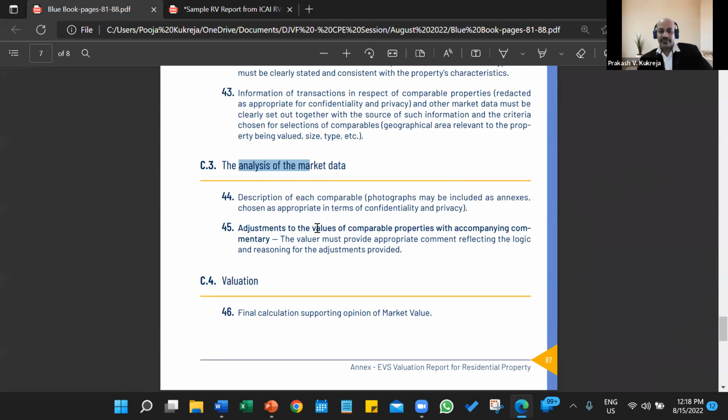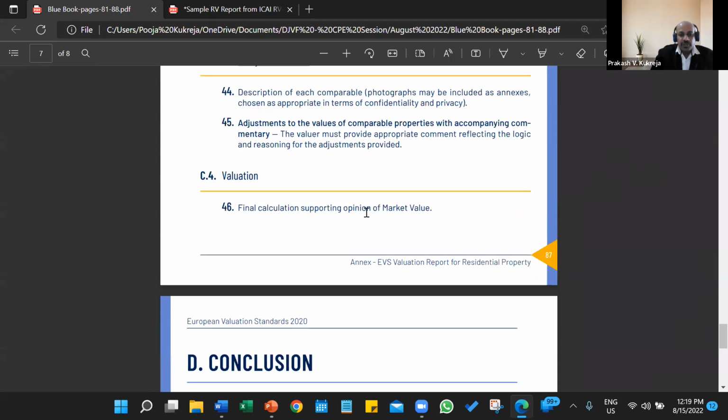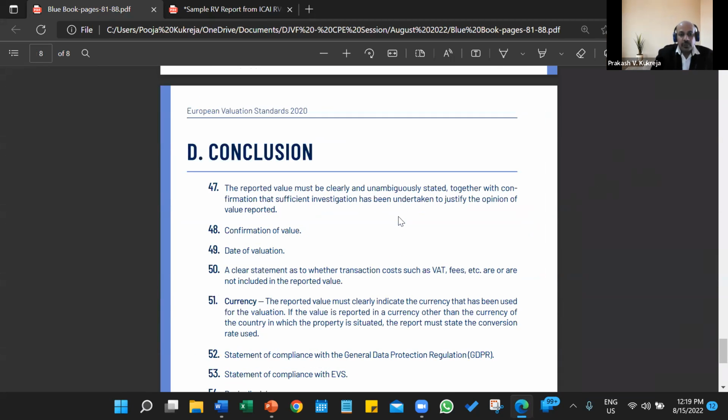Analysis of the market data. Very important, if there's any specific adjustment required, like if you are looking at a company which is much larger in scale than the one you are valuing, obviously there will be some kind of adjustment you have to do. Then comes the final valuation, calculation supporting the opinion, and then the conclusion.